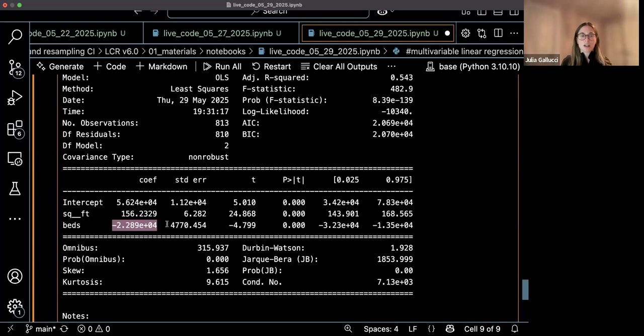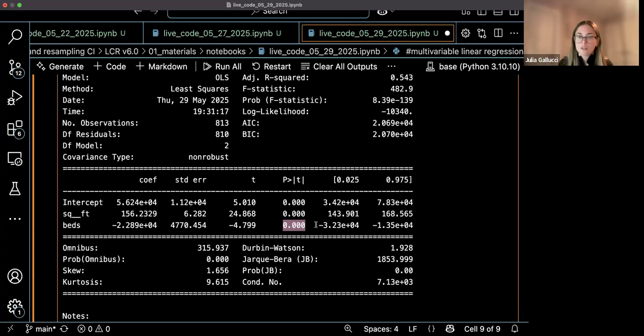And then we also have the standard error here as well. And the standard error is $4,770, which is larger than the standard error for square footage. And this is indicating that there's more uncertainty with regards to this estimate of the beta coefficient. We also have the t-value here, which is 4.799, which is still statistically significant, but the effect you can see is much weaker compared to square footage. And then the p-value is also quite small, indicating that it's statistically significant.